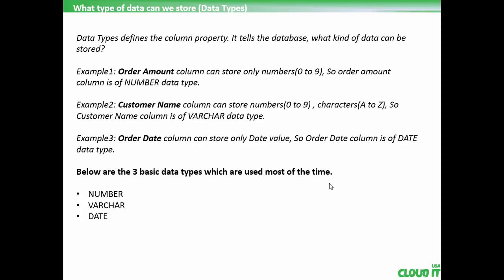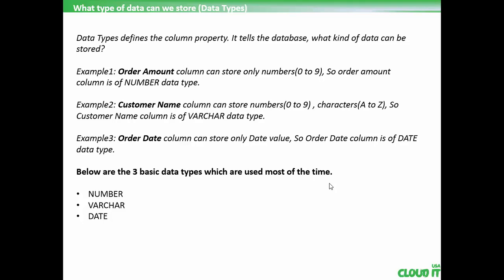Now if we look at example 3, which is order date column, we are saying it can only store date values. You cannot store characters, you cannot store numbers. It has to be only in a date format, which is your day, month and year. So we are restricting what we can store in that column. This is how the data types enforce the rules on a table.